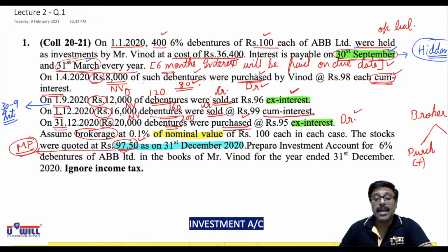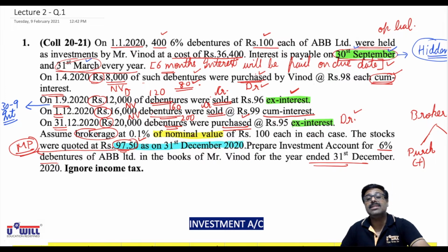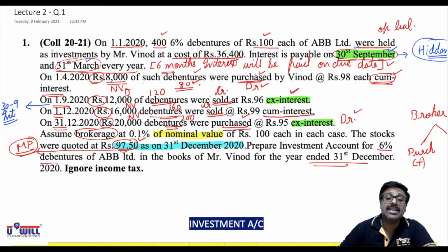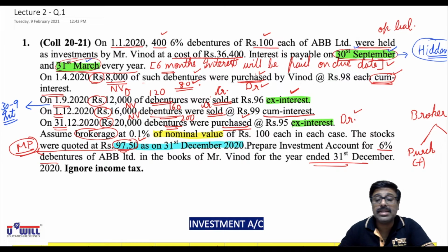Prepare investment account for 6% debentures of ABB Limited in the books of Mr. Vinod for the year ended 31st December 2020. Ignore income tax. Once again, see which two transactions are hidden. Okay, which two transactions are hidden? 30th September and 31st March. We are going to receive interest on these two dates.